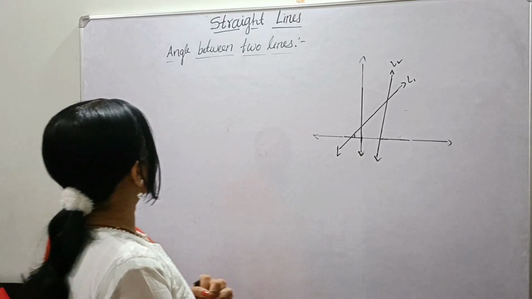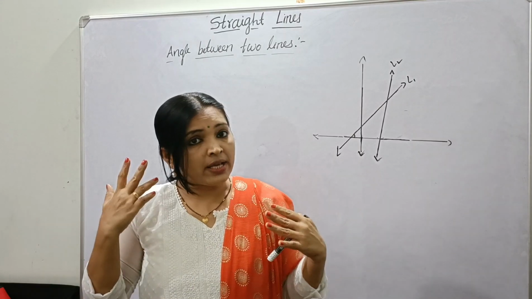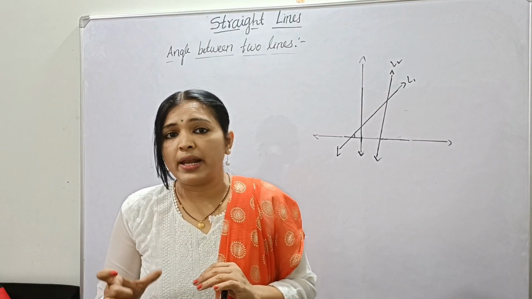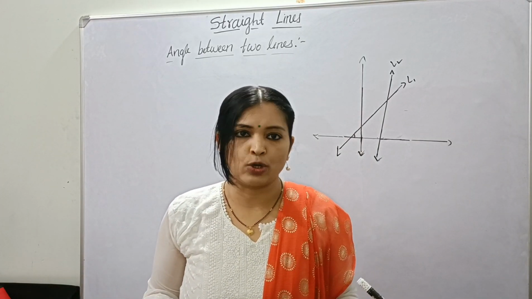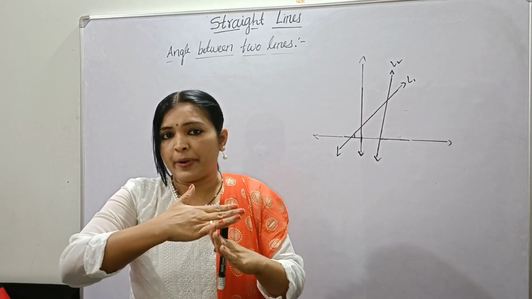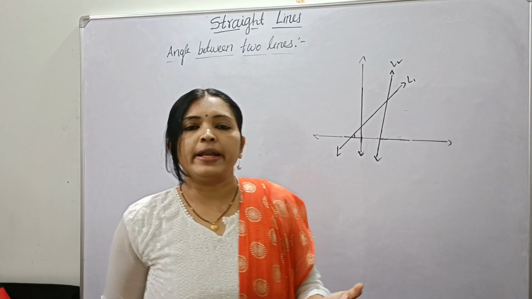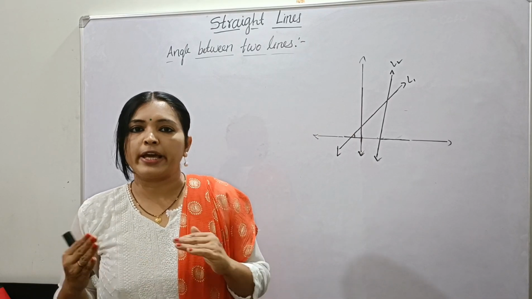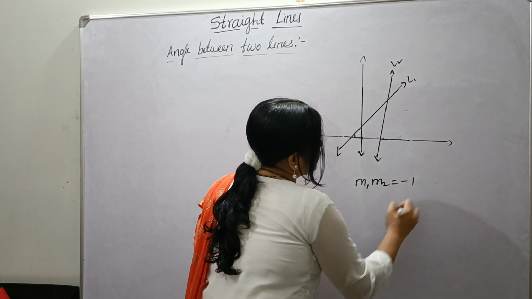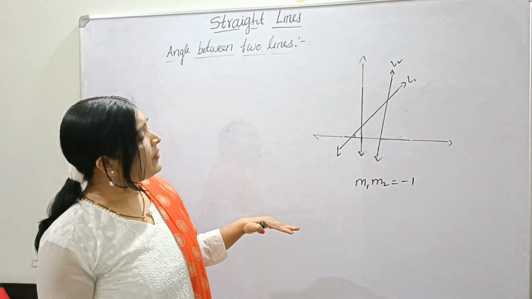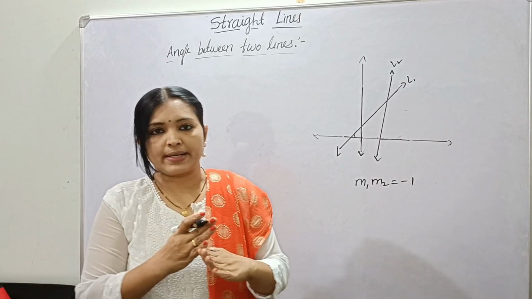Today we are going to study the angle between two lines. Say there are two lines in the xy plane; we think that these lines are either parallel or intersecting. If two lines are parallel, their angle is 0. If two lines are intersecting perpendicularly, obviously the angle is 90 degrees, right? And we studied the relationship between their slopes: if m1 and m2 are the slopes, then m1 into m2 is equal to -1. So here we will study the angle between two lines if they are intersecting.